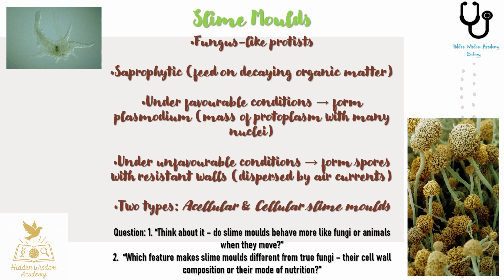When conditions become unfavorable, slime molds produce spores with thick resistant walls that can survive for many years and spread through air. They are of two main types: acellular slime molds, where the plasmodium has no true cell boundaries, and cellular slime molds, where individual cells stay separate. These organisms act as a link between fungi and protists.